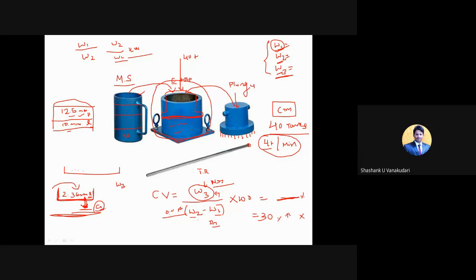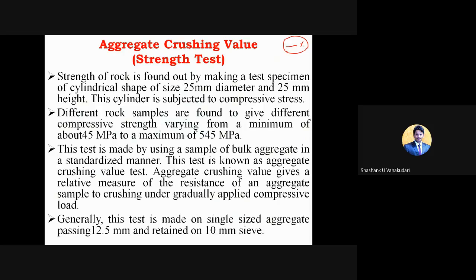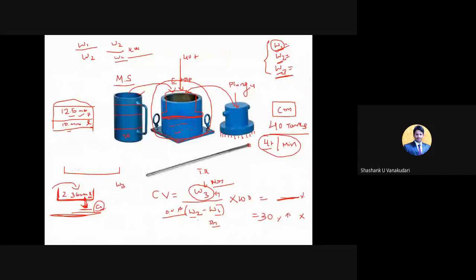Understand? So this is how we are going to conduct this crushing value test. The same procedure they have noted down in this part. Clear? Generally they are going to take the aggregates of 12.5 and 10 mm IS sieve sizes. Here the same thing they have considered. Understood this procedure? If anybody has a doubt, you can raise your hand or else you can ask the questions. Everybody understood?